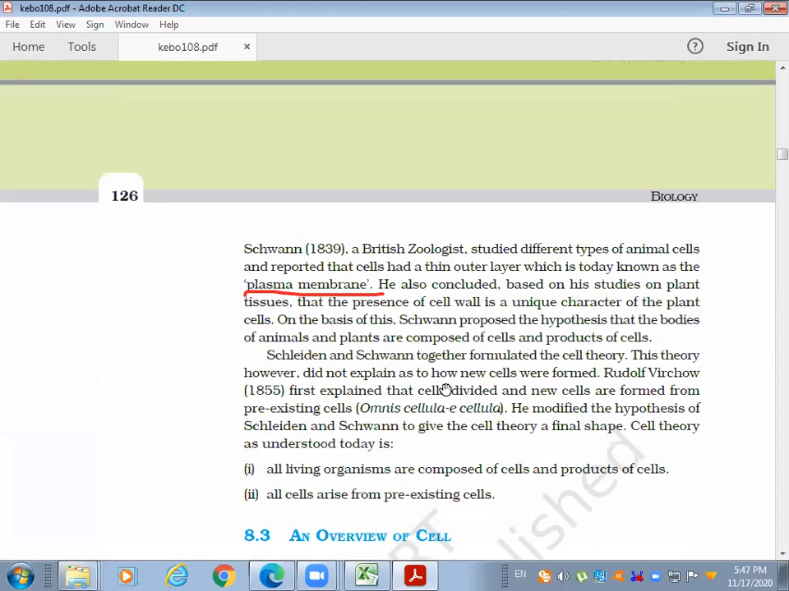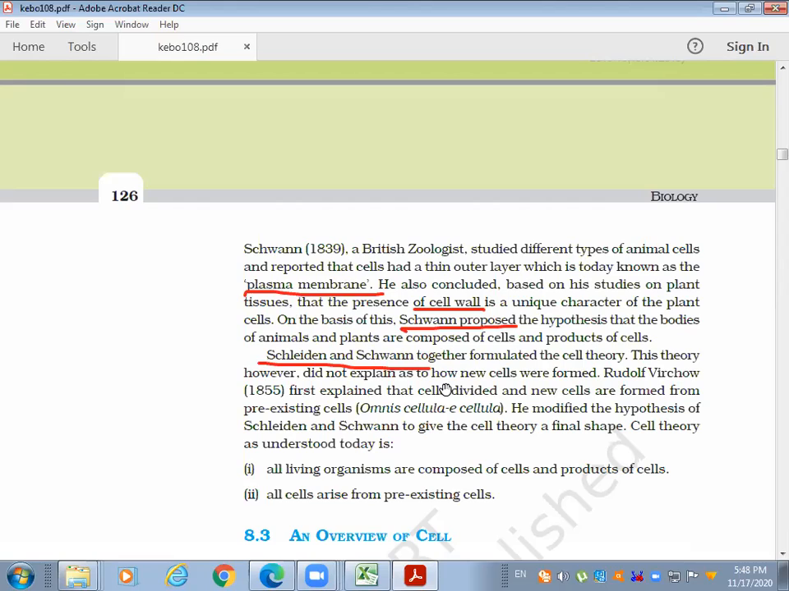He also concluded, based on his studies on plant tissues, that the presence of a cell wall is a unique character of the plant cell. On the basis of this, Schwann proposed the hypothesis that the bodies of animals and plants are composed of cells and products of cells.